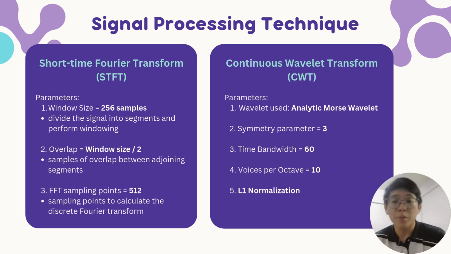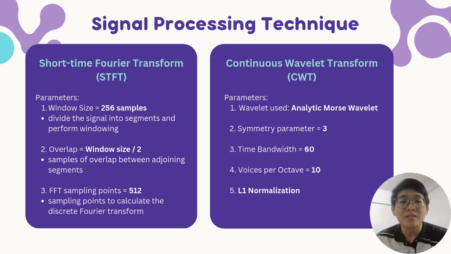What is so important about time bandwidth is that it ensures the wavelet captures the specific signal characteristics that we wanted. And let us move on to voices per octave. So what is voices per octave? Actually, voices per octave means how finely the frequency scale is divided in the wavelet transform, and when increasing the voices per octave, it will also improve the frequency resolution. In our case, we choose a quite large one, which is equal to 10.